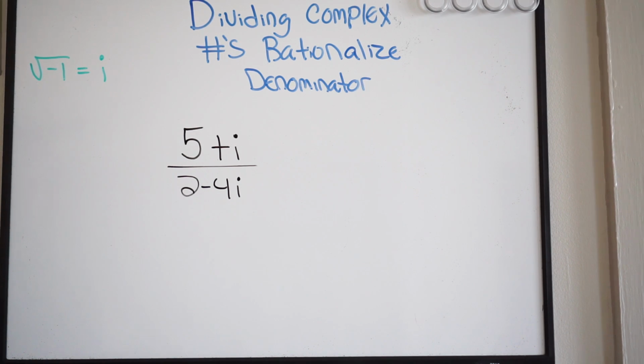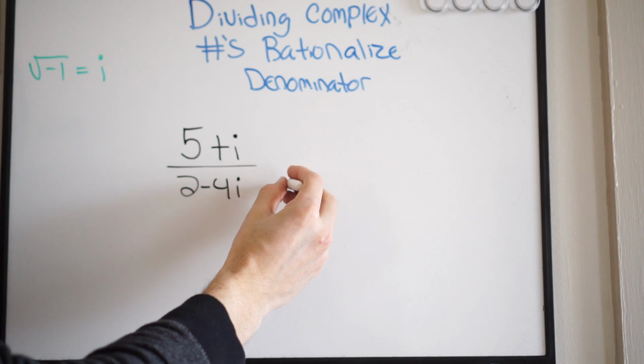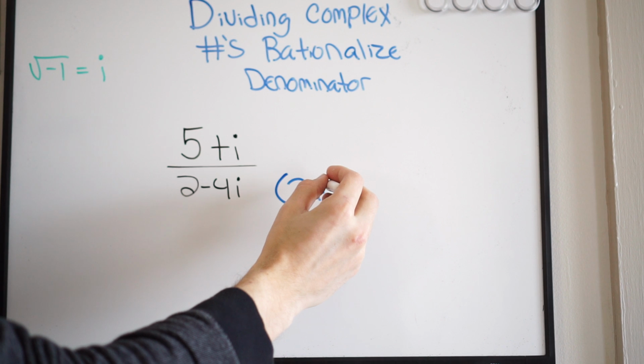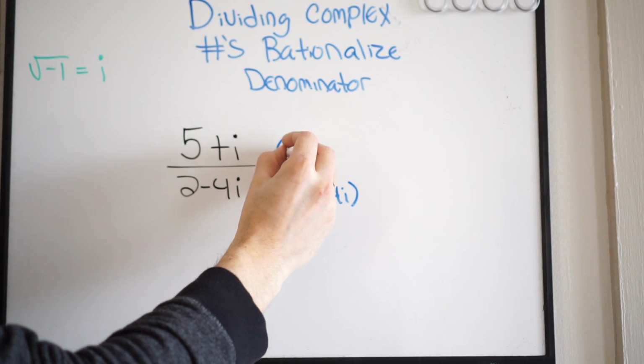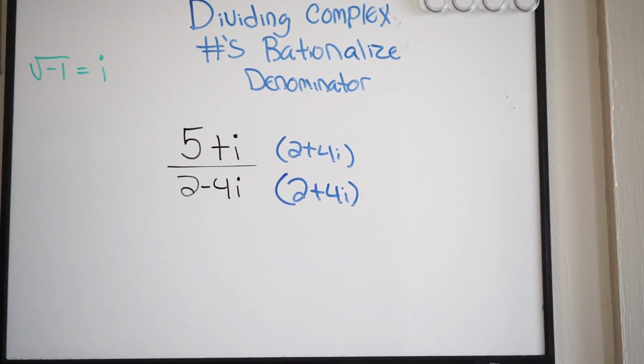And to do that, you're simply just going to multiply both the top and the bottom by the complex conjugate. And I have a video showing you how to find the complex conjugate. So if you don't know what that is, make sure you check that out. So in order to do this, we look at the denominator and we see that we have 2 minus 4i. Well, the complex conjugate here is simply going to be 2 plus 4i. And we're going to do that to the top as well. 2 plus 4i.